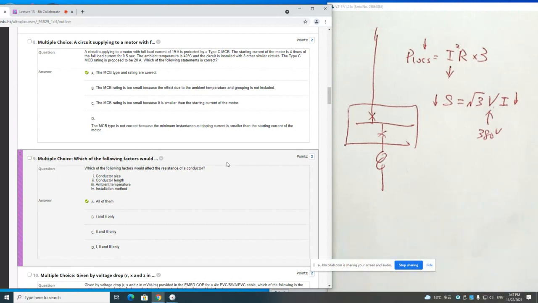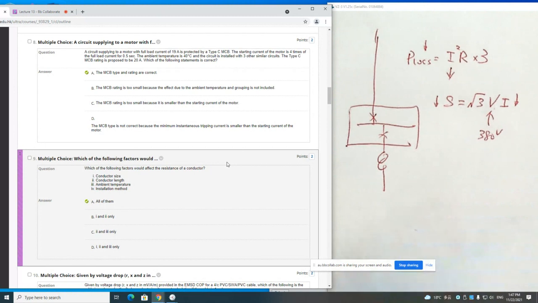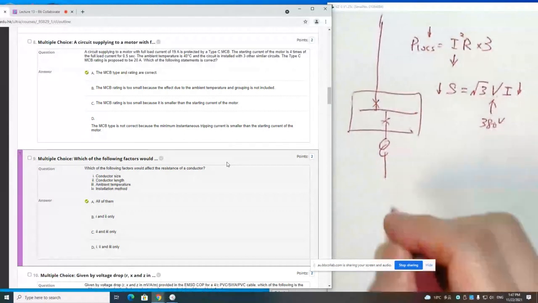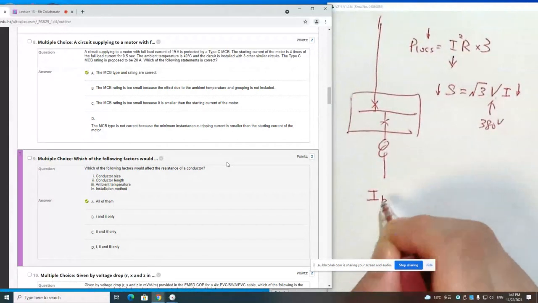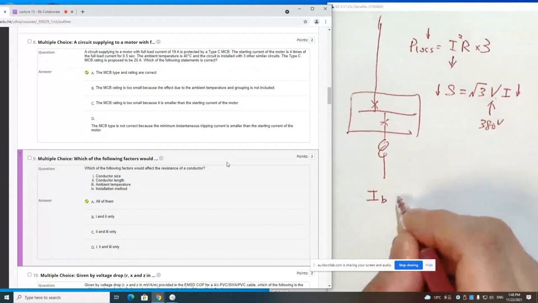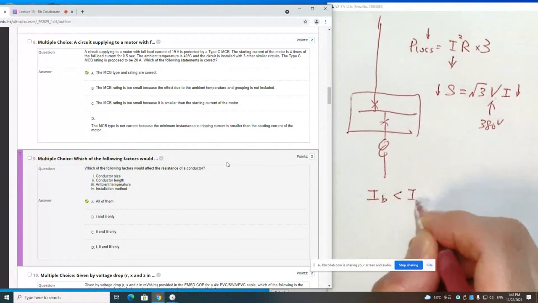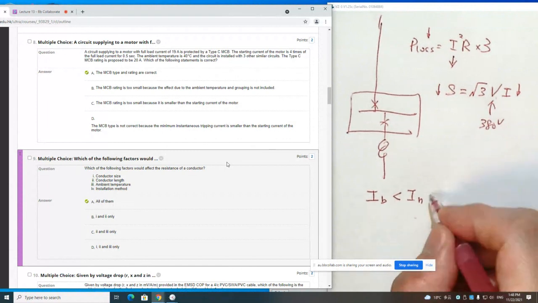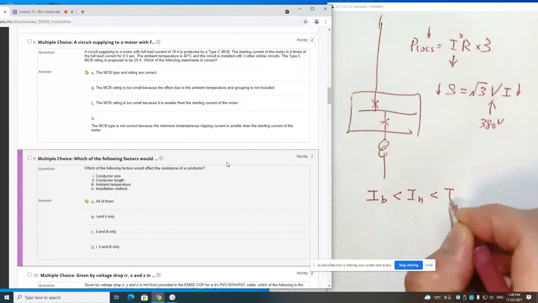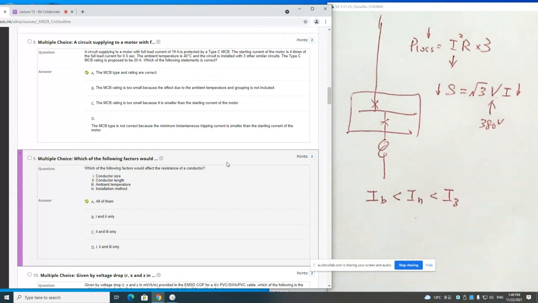Well, the answer is A. So the A says the MCB type and the rating are correct. So we know for the purpose of sizing, we need to follow the requirement. The design current should be less than the rating of the protective device. In this case it is a fuse MCB, and it should be less than the current carrying capacity of the cable, right?